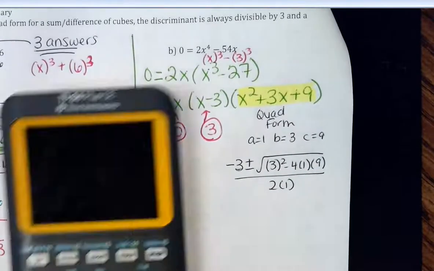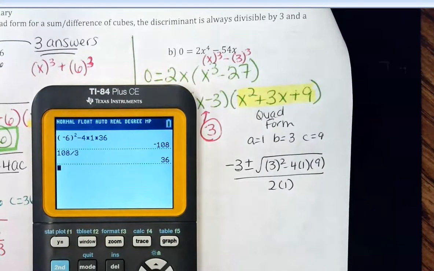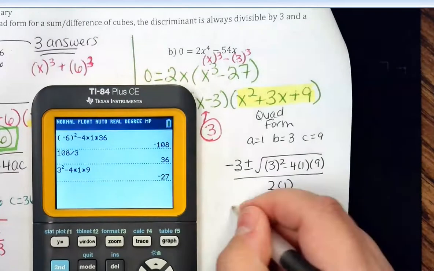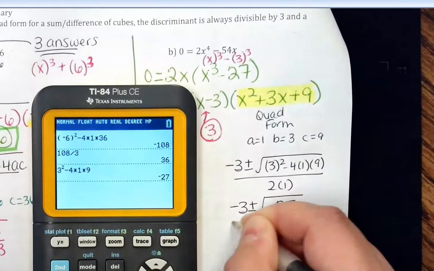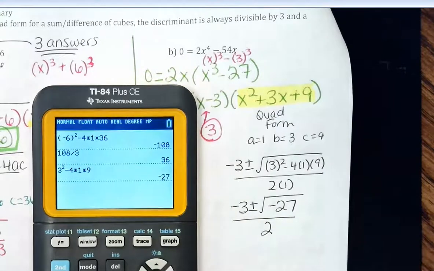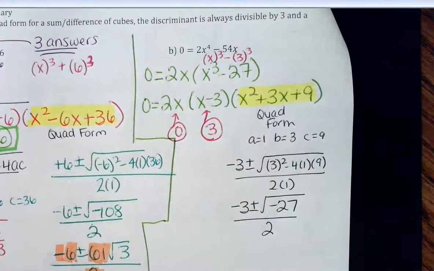I'm going to grab my calculator here real quick. Under that square root, I'm going to have 3 squared minus 4 times 1 times 9, and I'm going to get negative 27. So negative 3 plus or minus the square root. This will always be negative, and it will always be divisible by 3 and a perfect square.